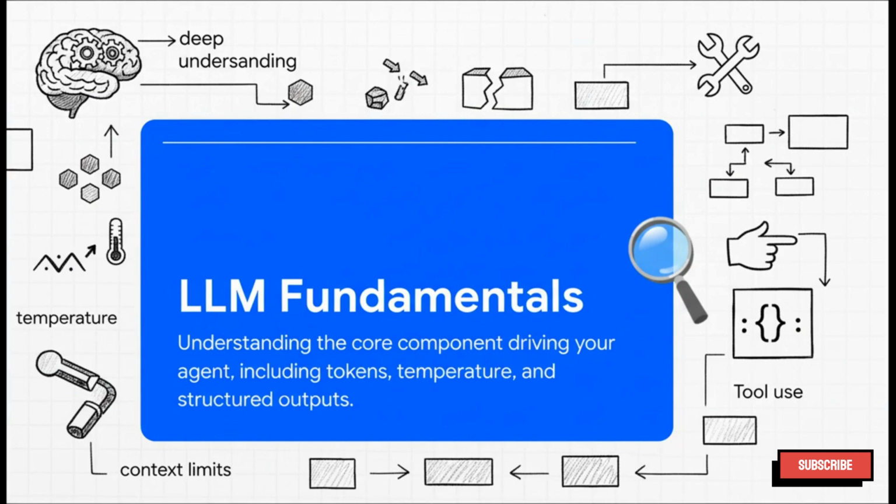Okay, stage 1, mastering the engine. Every agent is powered by a large language model, right? So you absolutely have to understand how it works. You've got to speak its language. We're talking about tokens, context windows, temperature, all that good stuff. But here's the really critical part. You have to master structured outputs. That means forcing the LLM to give you back its answer in a predictable format, like JSON. Why? Because if the output is just random text, your code and your tools have no idea what to do with it. It has to be structured.